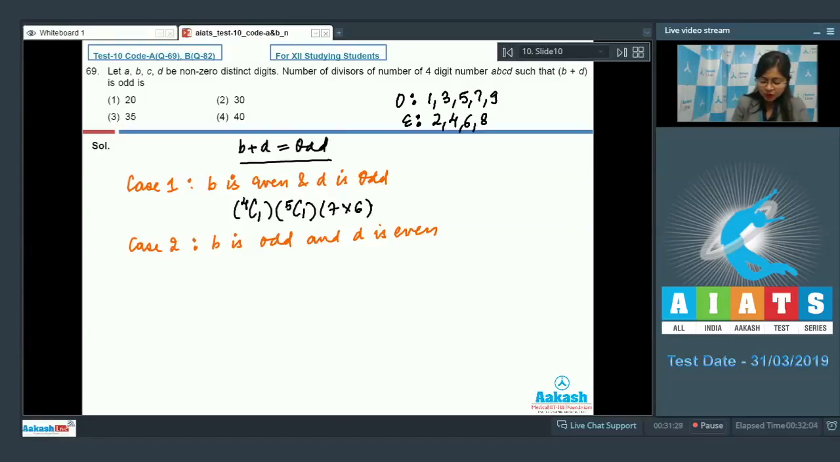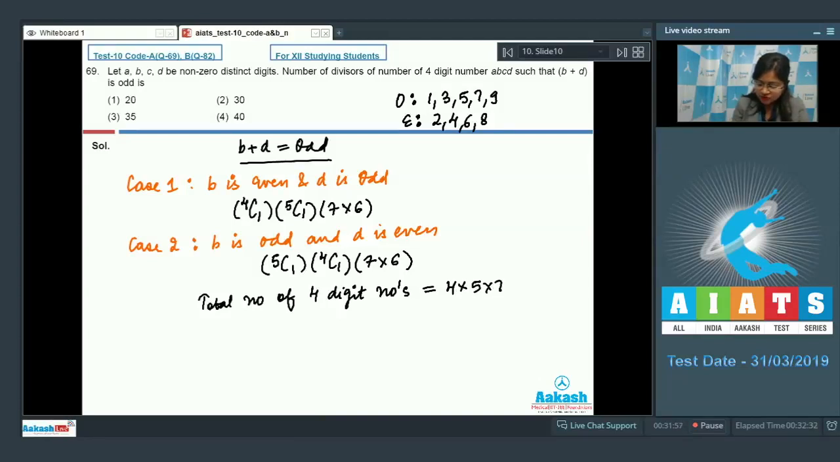Now similarly for case 2, let us select an odd number for b in 5C1 ways, and we can select a number for d in 4C1 ways, and for a and c the numbers can be selected in 7 into 6 ways. So we can find that total number of 4-digit numbers will be equal to 4 into 5 into 7 into 6 into 2. That is equal to 2 raised to the power 4 into 3 into 5 into 7. So these are the total number of 4-digit numbers.